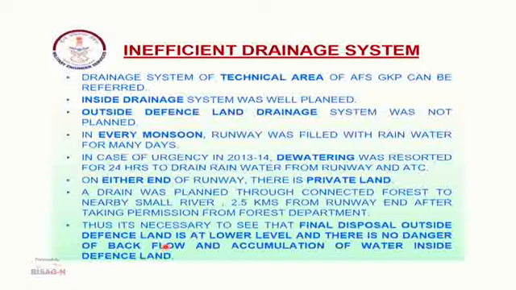On either end of the runway, there is only private land, no defense land. Then a drain was planned through connected forest to a nearby small river which was 2.5 kilometers from defense land. Thus, it is necessary to see that final disposal outside defense land is at a lower level and there is no danger of backflow and accumulation of water inside defense land.